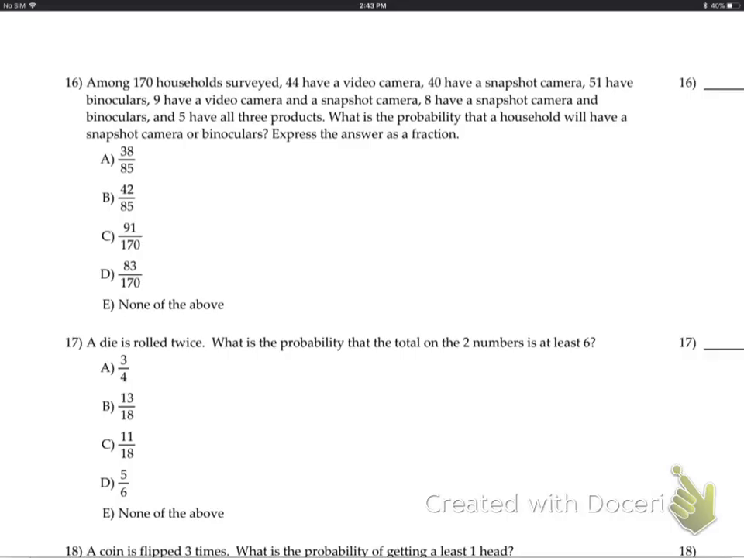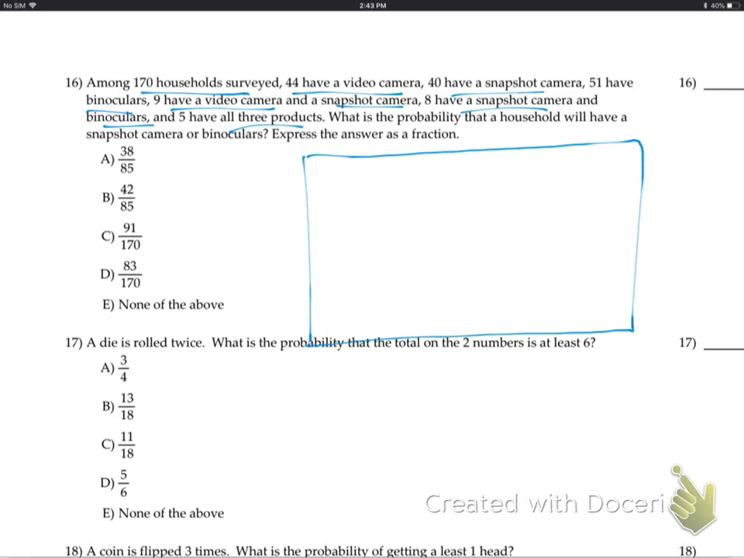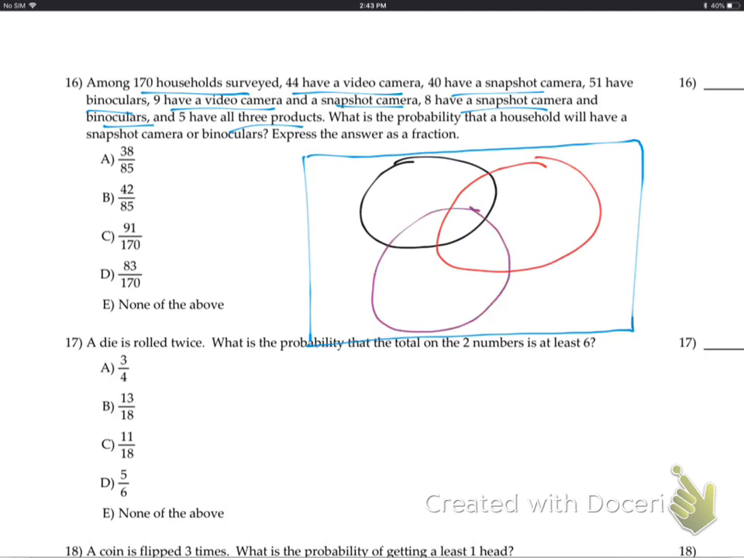Now, how do I know as I read this? 170 households, 44 video, snapshot, binoculars, video and snapshot. Three characteristics, three products, right? So it's a big Venn diagram again. Three circle Venn diagram. Let me do the different colors this time. Hopefully I'll be able to get this one. Okay, and what are they telling me about them? Five have all three, so five right in the middle. This is 40 video camera. Video, snapshot.